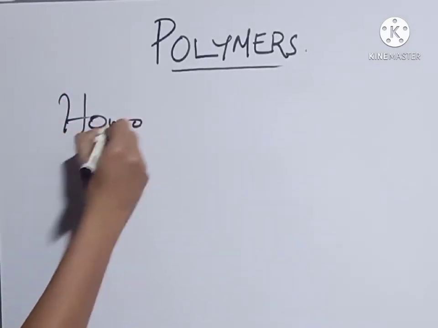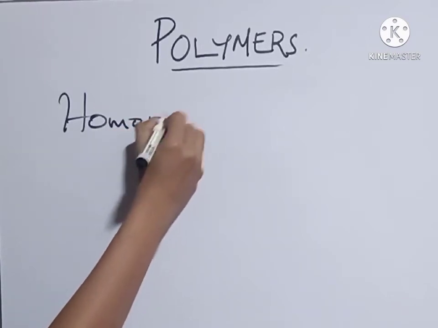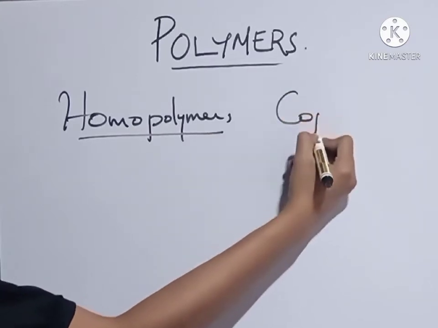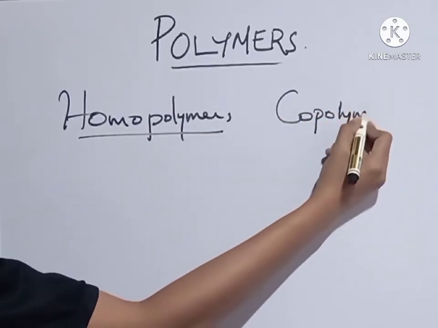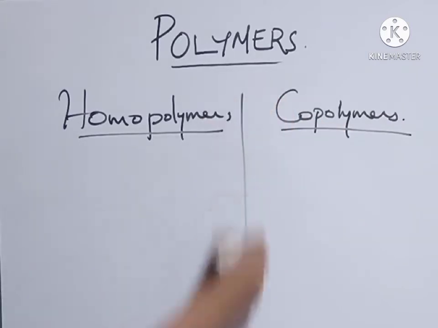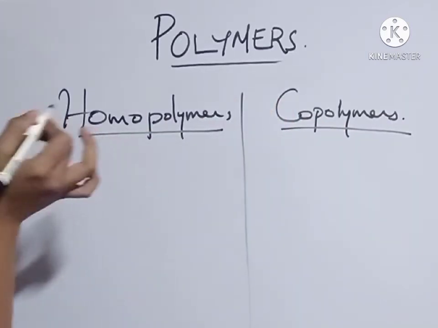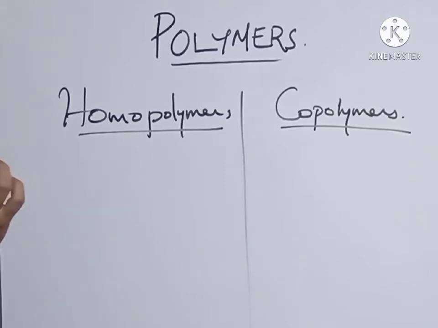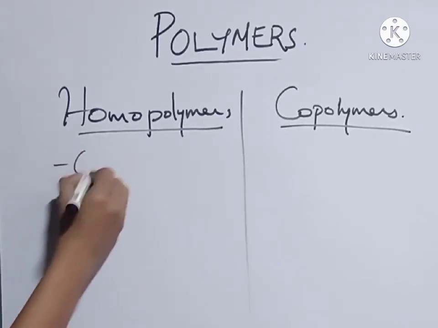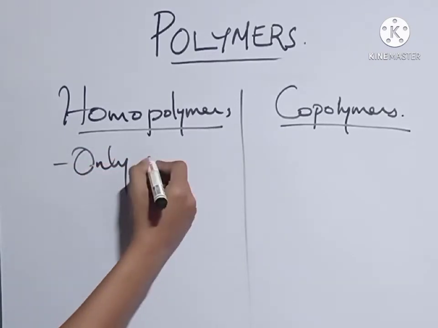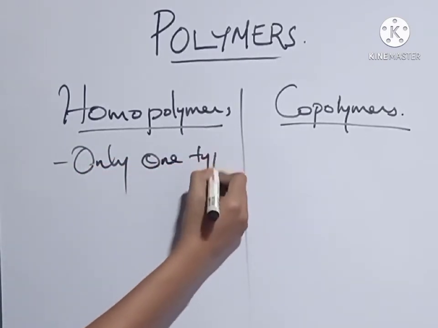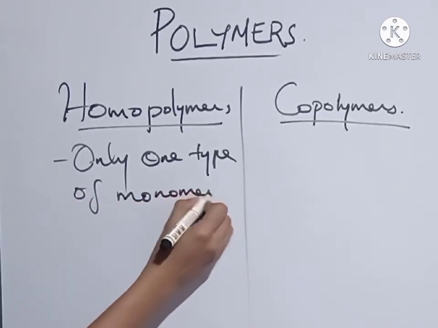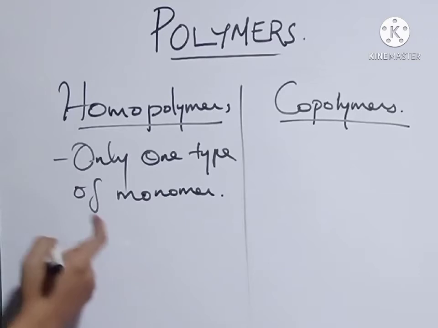Homopolymers and copolymers are there. Homopolymers means the type of monomer involved in the polymerization is only one. That is, only one type of monomer participates in the polymerization reaction.